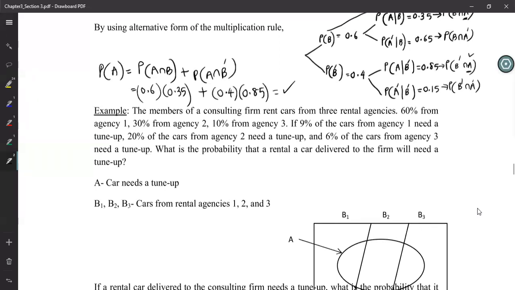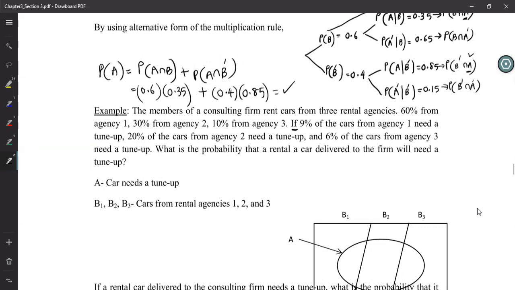Okay. So that is one set of information. Now you come to the next set. If 9% of the cars from agency 1 need tune-up, now you have the conditional probability. If 9% of the cars from agency 1 need tune-up, 20% of cars from agency 2 need tune-up, and 6% of the cars from agency 3 need tune-up, you have to find the probability that a rental car delivered to the firm will need a tune-up.